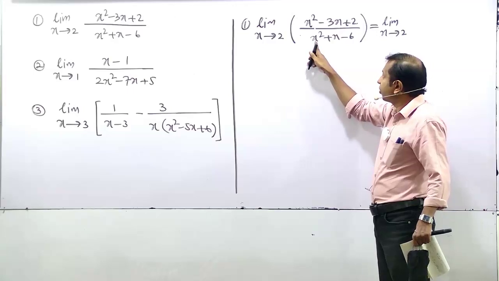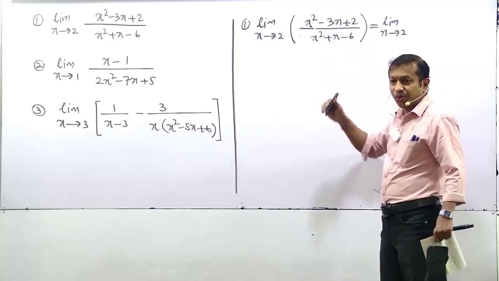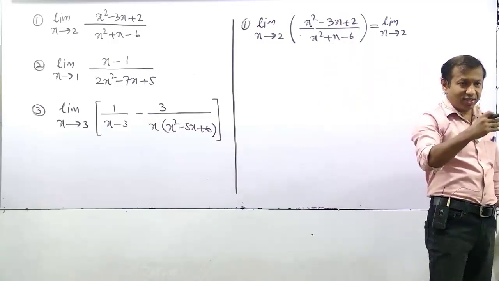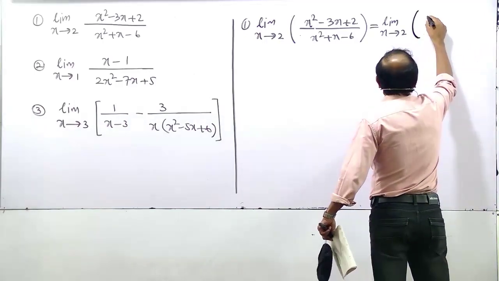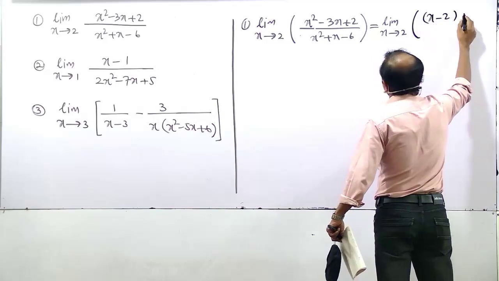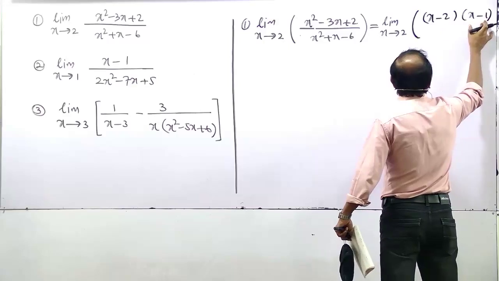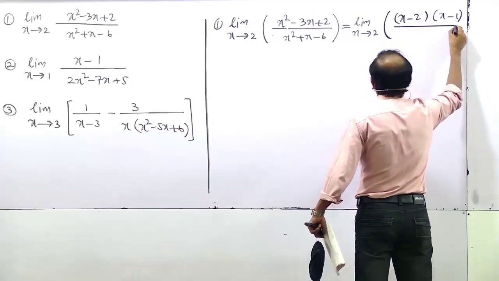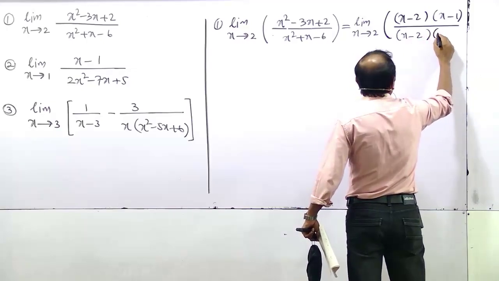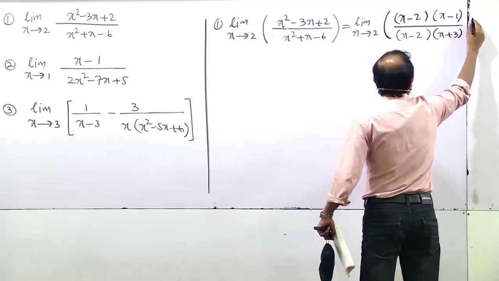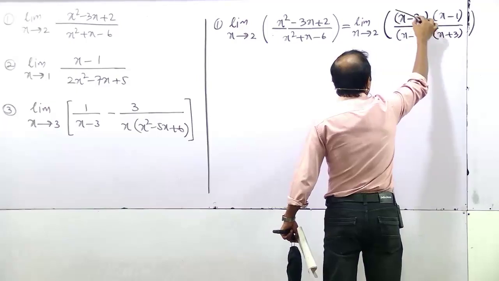Here also, when you put x equals 2, 4 plus 2 minus 6, 6 minus 6, 0. Then both this and this have x minus 2 as a factor. Then factorize that and cancel down. Then put that. x minus 2. What should be the next one? x minus 1, correct? Then here, x minus 2 and x plus 3. These two we can cancel down.